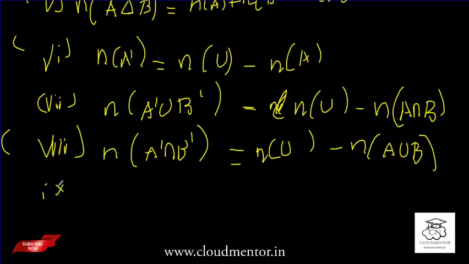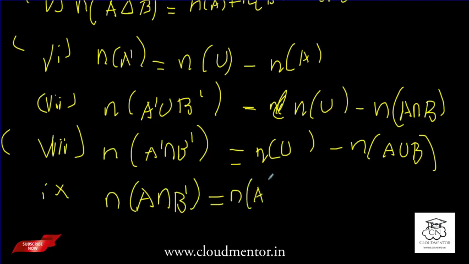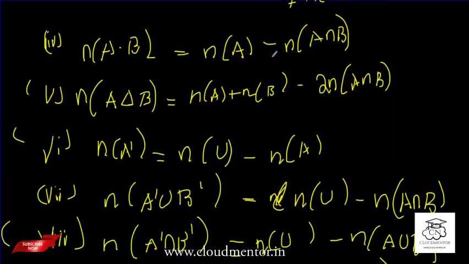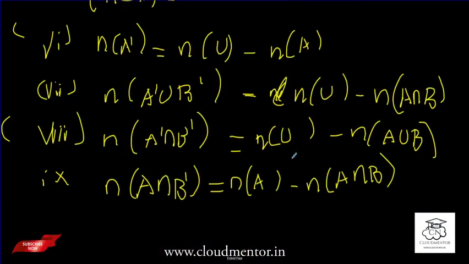And the ninth one will be n of A intersection B complement, which is equal to n of A minus n of A intersection B. To recap, n of A complement union B complement equals n of U minus n of A intersection B, and n of A complement intersection B complement equals n of U minus n of A union B. And n of A intersection B complement is the same as n of A minus B, because A intersection B complement is A minus B, that is n of A minus n of A intersection B. And now let's move to the question.